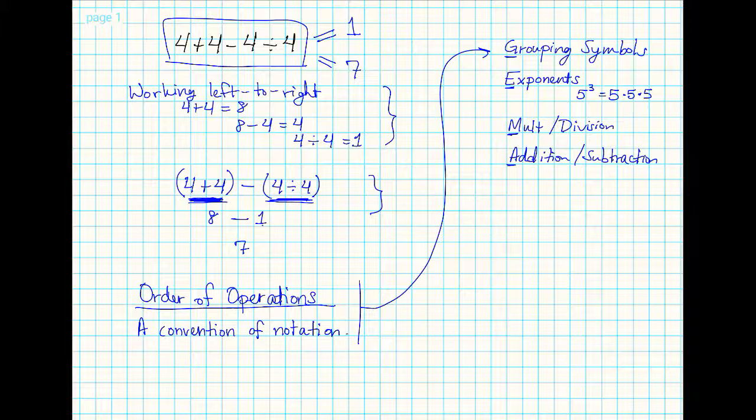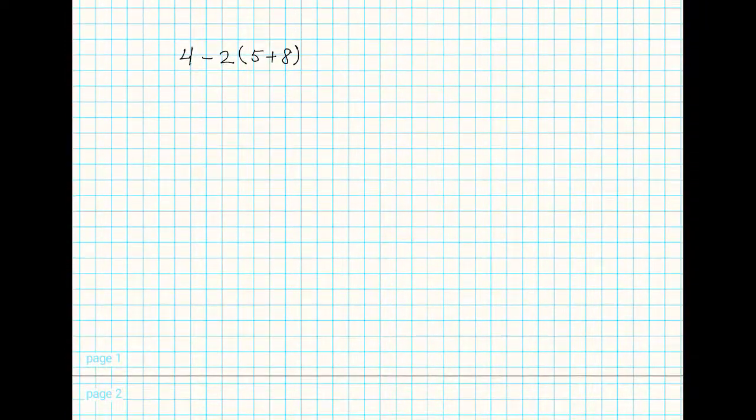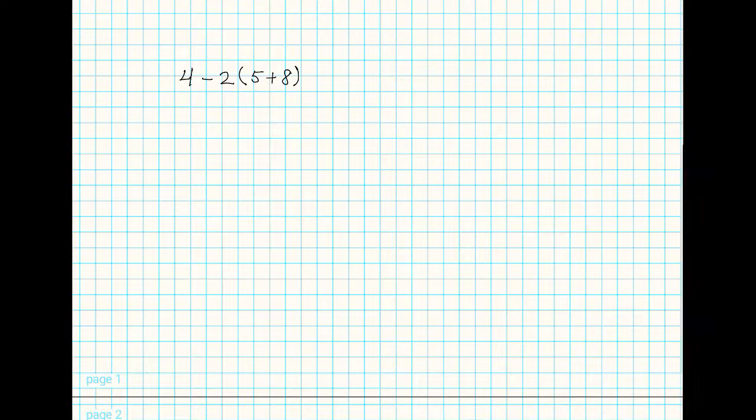Okay, let's go and see how this works, and I'm also going to show you some caveats of things to be careful of. So here's some things that have a few different operations. The implied operation here after this 2 is multiplication. And of course, the grouping symbols here indicate that 5 plus 8 is supposed to be 1 unit.